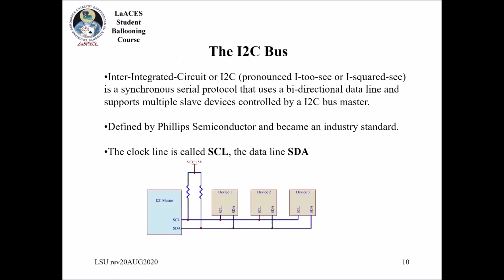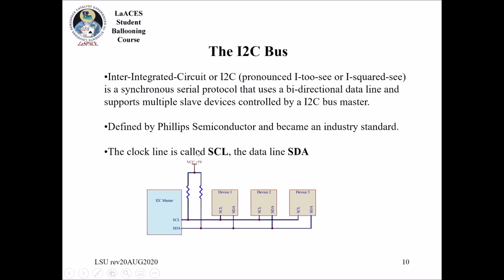Okay, so the I2C bus, some people say I-squared-C, I prefer I2C, either one works. It is a synchronous serial protocol that uses a bidirectional data line, just like we talked about, and supports multiple slave devices controlled by an I2C bus master. It was defined by Philips Semiconductor and became an industry standard, so now it's implemented in a lot of different chips. There could be other protocols that other companies have come up with, but this one is very popular. So it has become accepted and used, and then other companies start using that same protocol, and everybody's sort of using it.